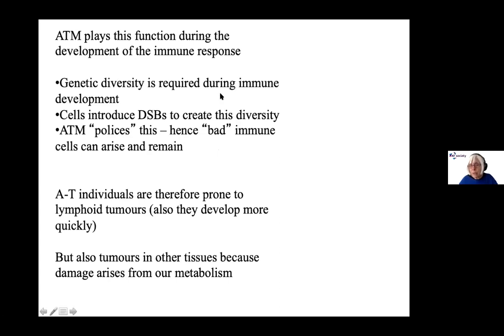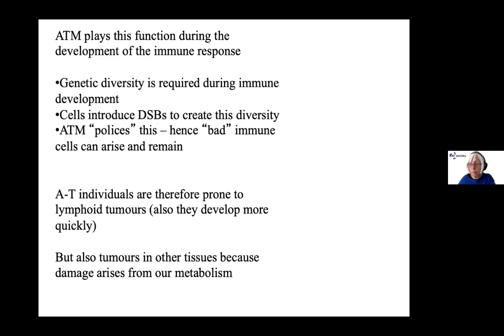And that process does work in the absence of ATM. But what ATM particularly does is to police it and get rid of bad immune cells that have the opportunity to become cancer cells. And because of that, individuals are more prone to lymphoid tumors. It's sort of an indirect consequence of the role of ATM in the immune response.